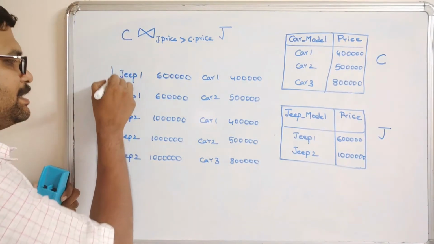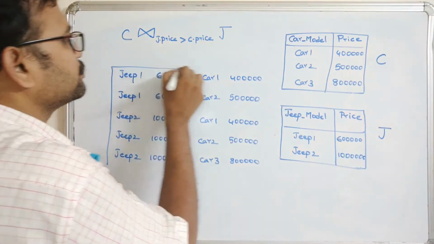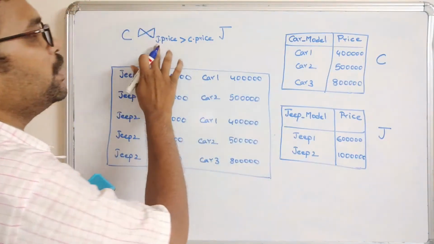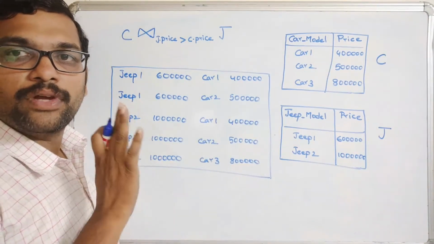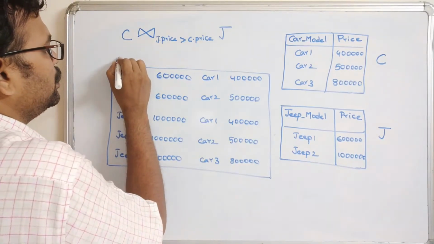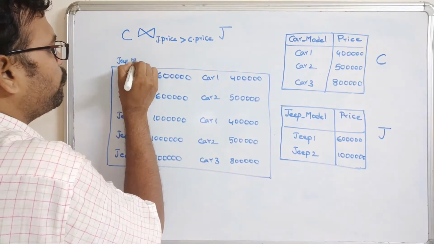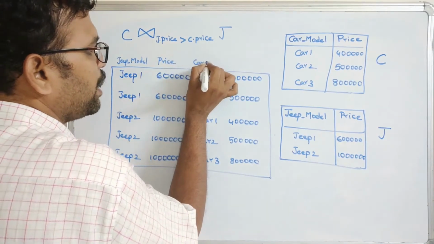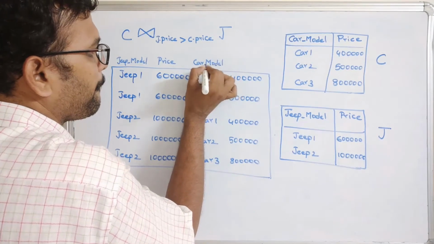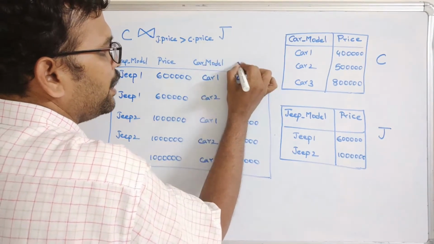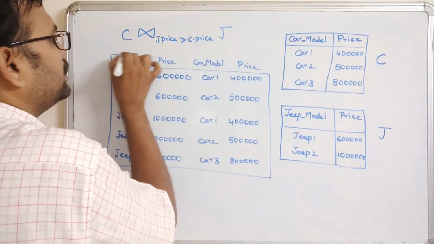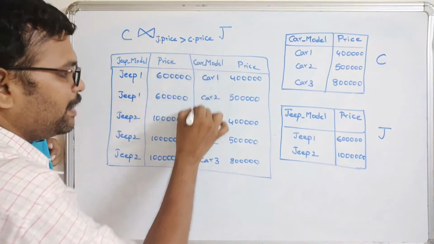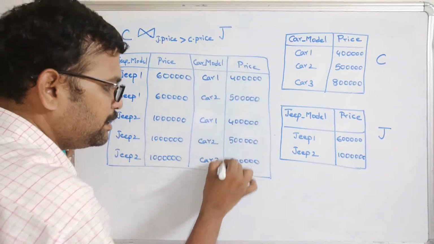So this is the resultant relation after doing this inner join, that is also a theta join. This is the Jeep model and its price, this one is the car model and its price. So this is the resultant relation after applying the theta join.